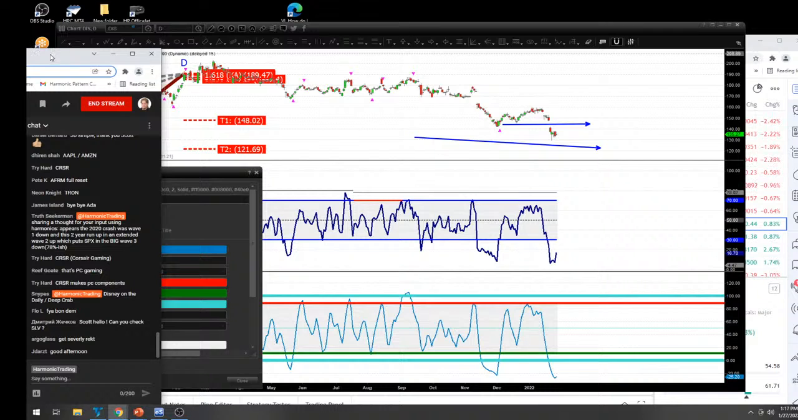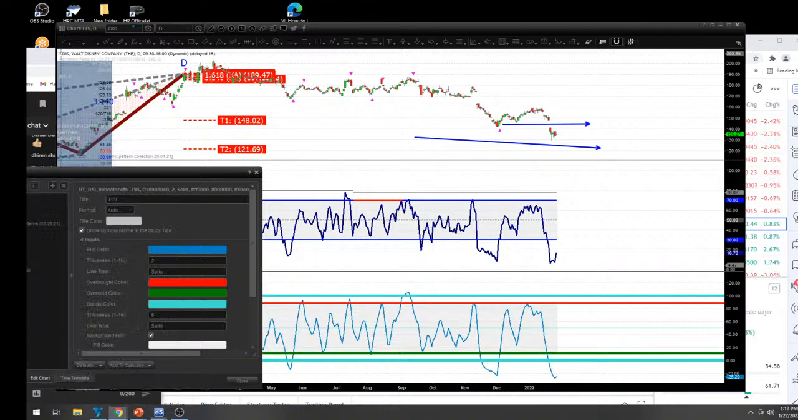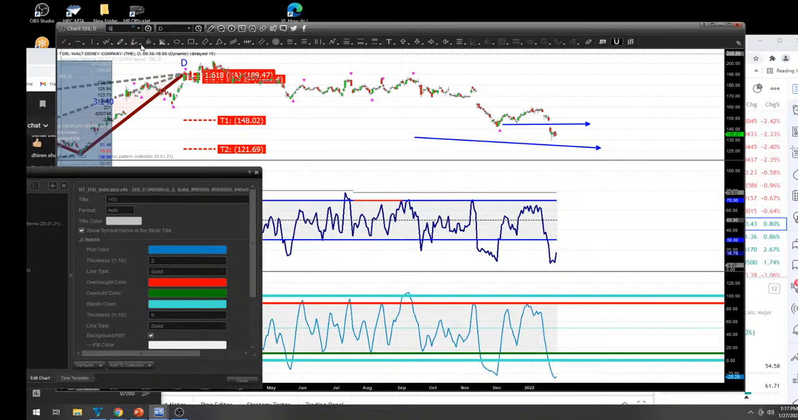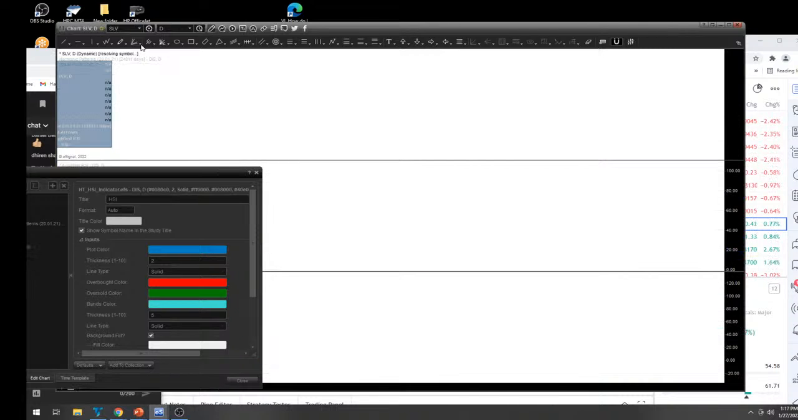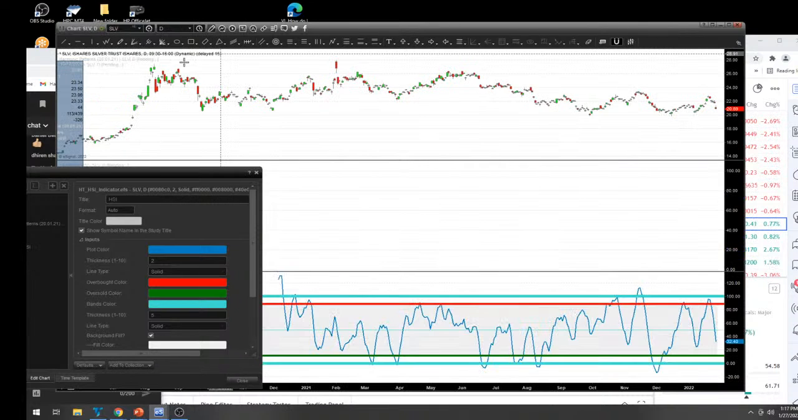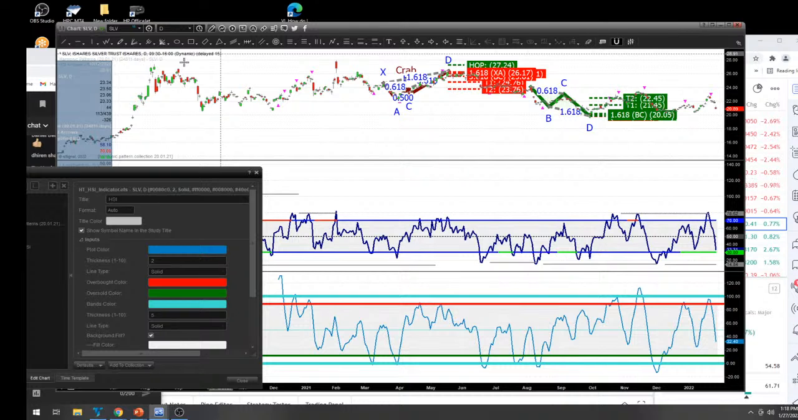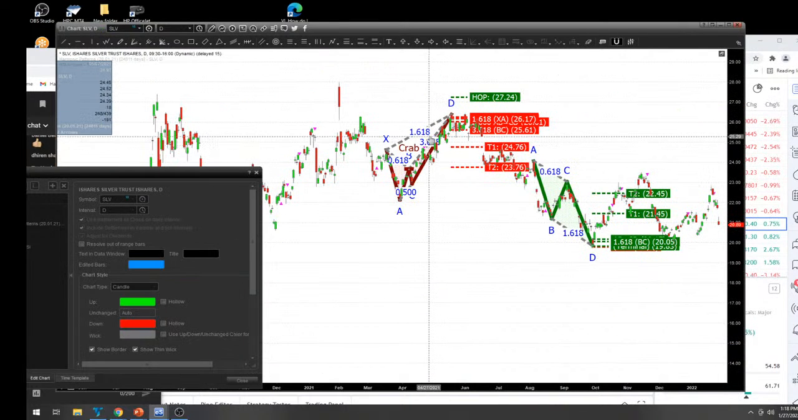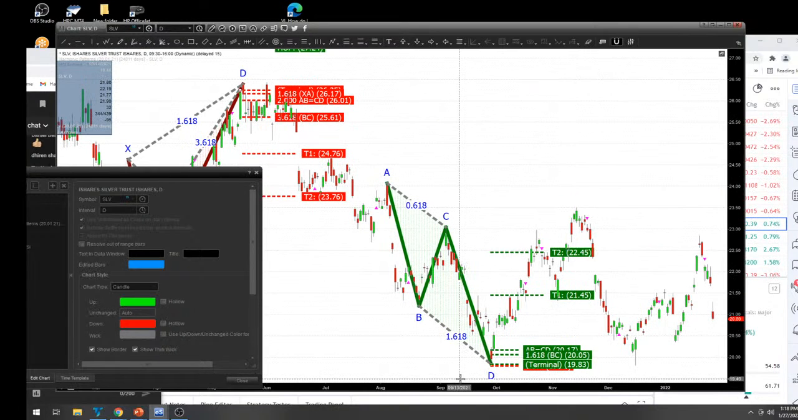Couple more. SLV, sure, that's the silver ETF. We were liking those, still are, but they're super slow. I mean, 20 to 22 in 3 months. I just don't know if it's a place to be trading. I mean, unless you're scalping.